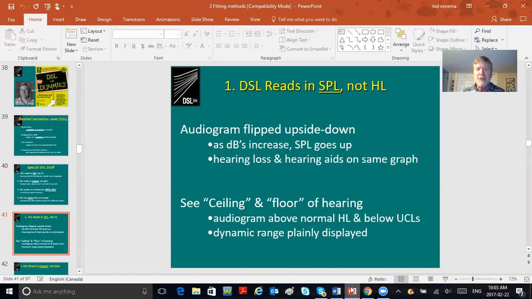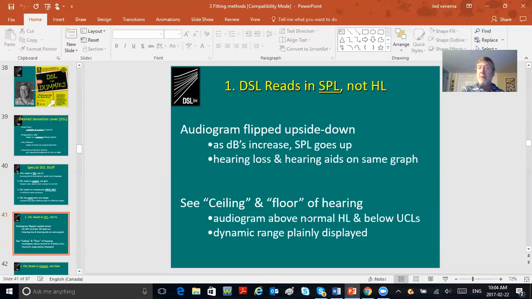Now, DSL reads in SPL, not HL. The audiogram is flipped upside down, or we'll call it right side up. As dBs increase, SPL goes up. Hearing loss and hearing aids are now read on the same graph. The ceiling and the floor of hearing are truly shown as the ceiling and the floor.